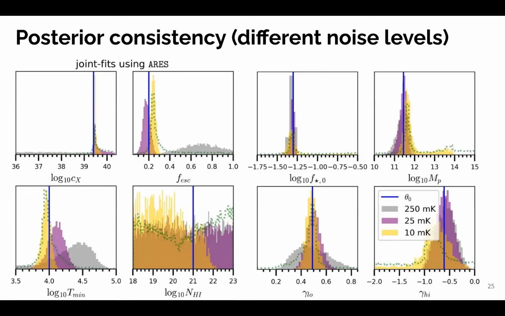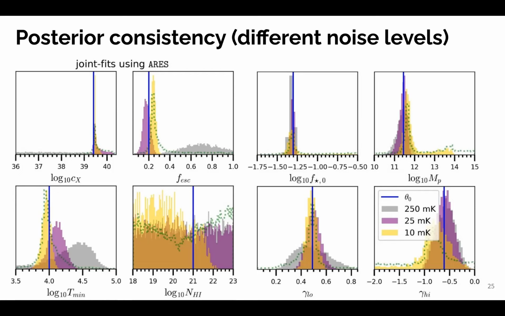So now I'm showing the 1D posteriors for these 8 parameters for 3 noise levels: an optimistic noise level, standard, and a pessimistic noise level, so 10, 25, and 250. Basically what we're seeing here is that for the most pessimistic noise level, it's harder to constrain certain parameters. This is an idea called posterior consistency or Bayesian consistency. The idea is that as you integrate for longer, you have more and more data, so you have more degrees of freedom in your data vector, and your posterior distribution should converge on the fiducial value, the true value.